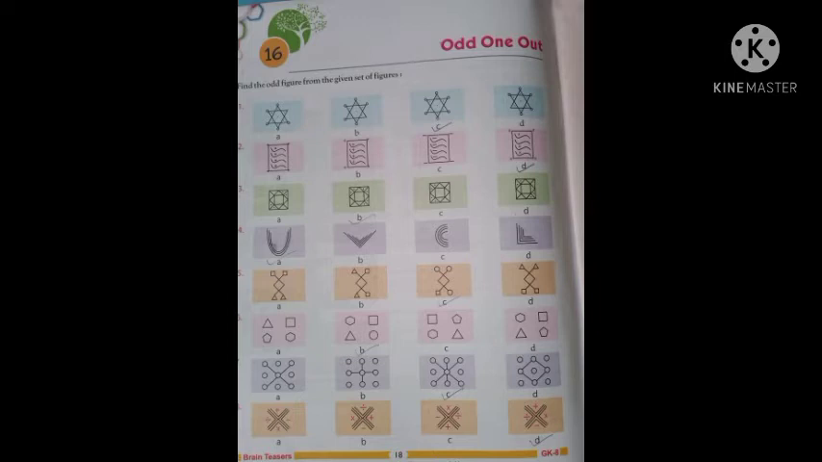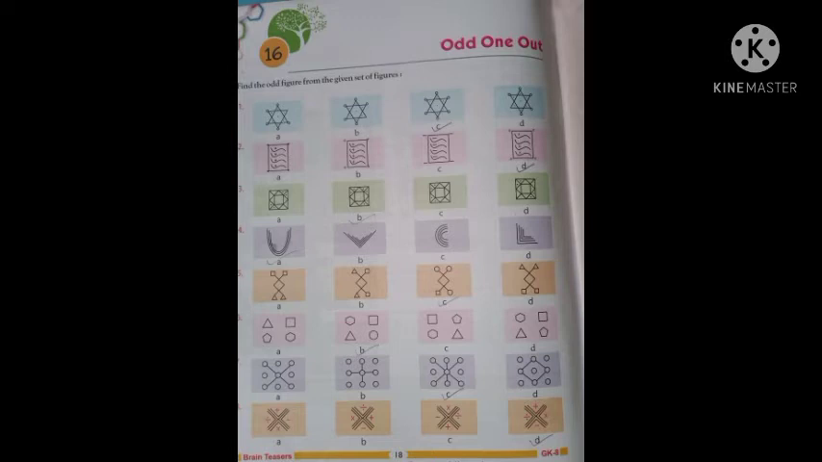Okay, so first one is A pattern, B pattern, C pattern and D pattern. So the different one is C. So put a tick mark on the C pattern. Now next one is second. A, B, C and D. So D pattern is different one. So you have to put a tick mark on the D option.